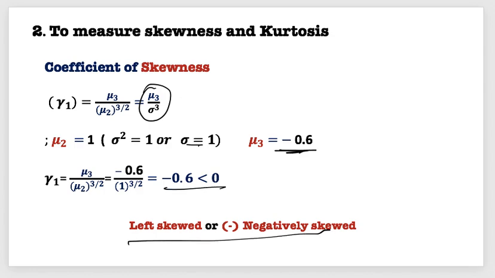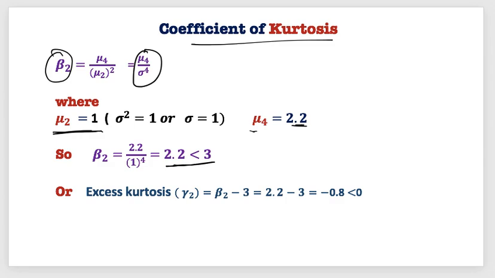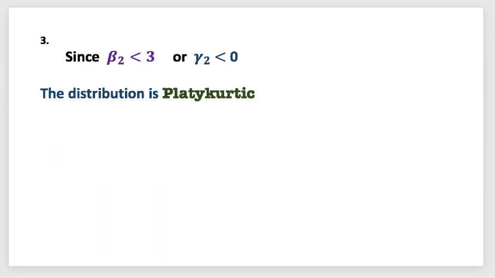Mu3 will also give us an idea, but if we want to find the coefficient of skewness, we can use this formula. And for the coefficient of kurtosis, we are going to use B2, which equals mu4 upon sigma to the power 4. So this value is less than 3. Less than 3 means the excess value is negative. So negative means it is left skewed. So we get the name of the distribution: platykurtic.